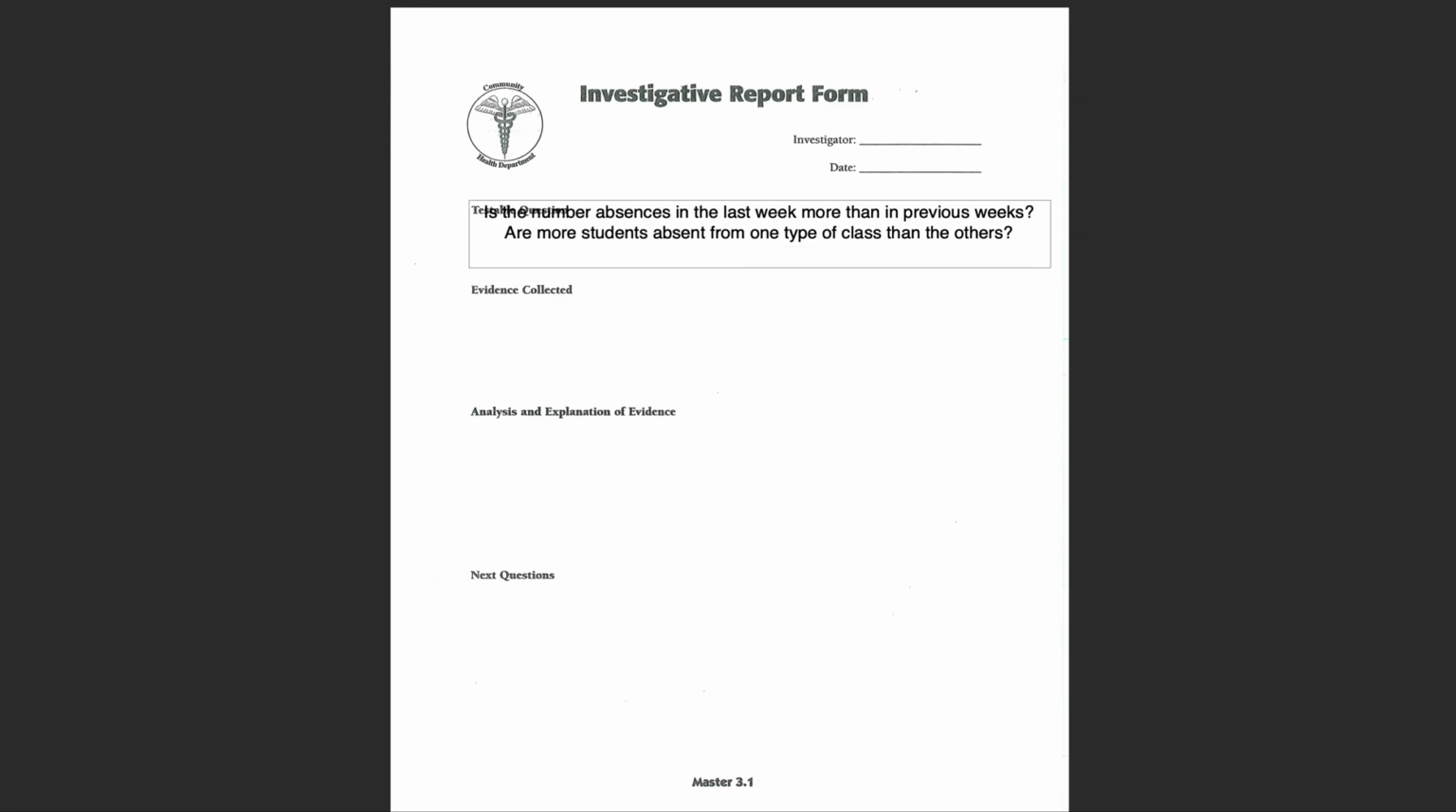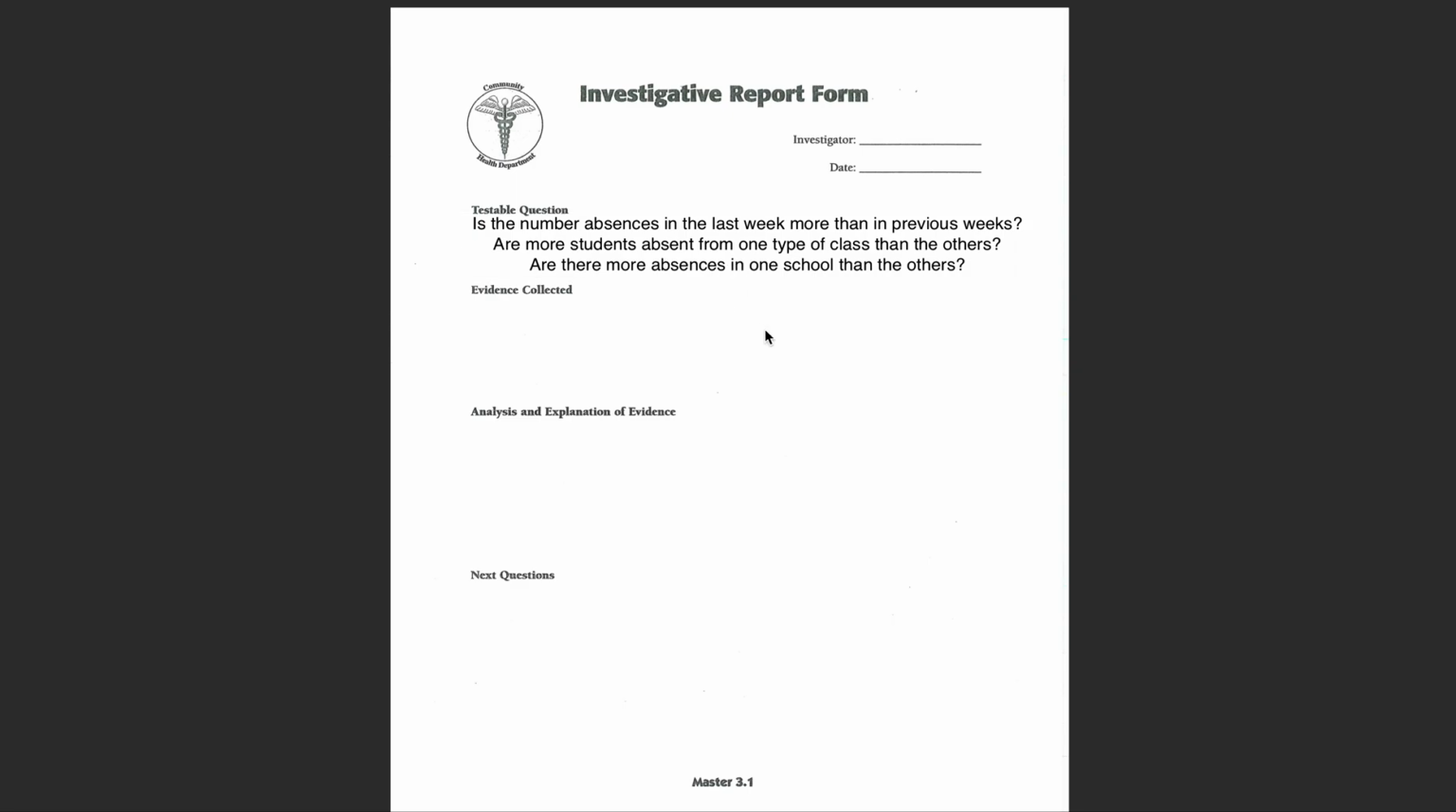And last one, are there more absences in one school than the others? Those are all examples of questions that you could have come up with. They all relate to the problem and the issue that is at hand with the number of absences for May 20th from Truman Middle School in that 7th grade band class.